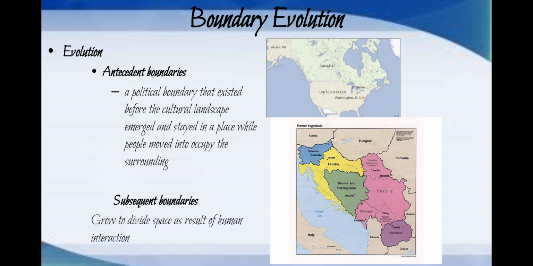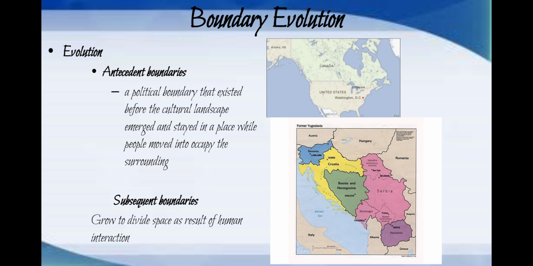The second way to classify is a subsequent boundary. These are boundaries that are created and grow as a result of human interaction. So the example that I have here is the borders of Yugoslavia. Yugoslavia was a country up until the 1990s, when it starts to divide amongst itself. You have seven constituent countries that are created out of Yugoslavia. And I think this map's a little bit old. It doesn't actually show Kosovo, which is an independent country now.